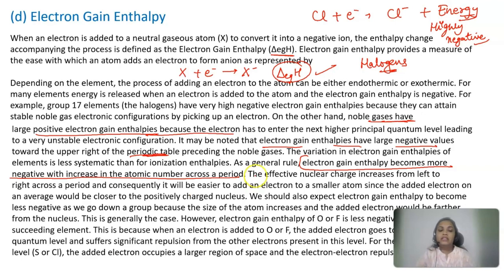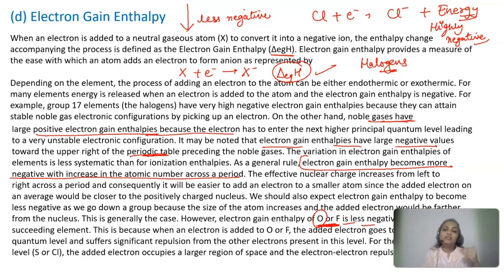But again there is an anomaly in the second and the third period elements. When we are moving from oxygen to fluorine in the second period, the electron gain enthalpy of oxygen or fluorine is less negative than that of the succeeding element, meaning the third period. Why? So this is an anomalous case. What should be the case is that when we are moving downwards, the electron gain enthalpy becomes less negative. So the electron gain enthalpy of the third period element should be less negative than the second period.